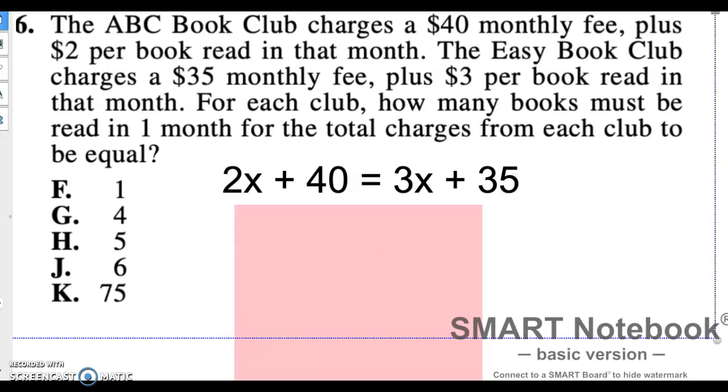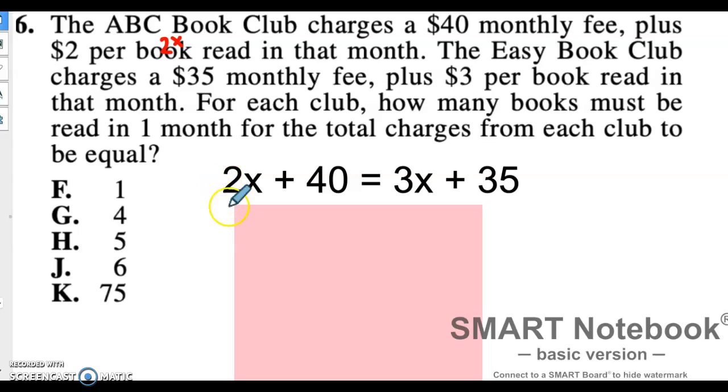So the ABC Book Club has a $40 monthly fee, so you're paying that much money to be in the club no matter what, plus $2 per book. The books are the variable, so that's like your X value. So we can represent the $2 per book with 2X, and then the $40 monthly fee, that's just fixed, so that's a 40. So to write an equation for the ABC Book Club, the cost to be in the club is $2 per book, so 2X, plus a $40 monthly fee. So that's how much it's going to charge you that month to be in the club.